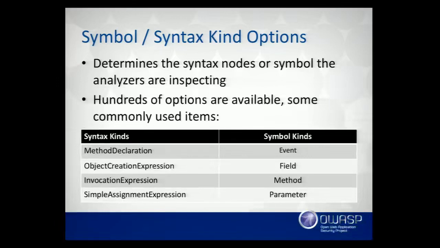The object creation expression. So that's what we will use in a moment. You can also do an invocation, which is where we actually invoke a method such as execute SQL. You can do a simple assignment expression, which is where a variable is assigned a value. On the symbol side, you can get a list of all the parameters or all of the methods or fields or events or any of those things. So this enumeration list is much larger than what I have on the slide. You can go out and look in their code, and I think there's a couple hundred options. But primarily, these are the 8 that I have used so far to build out all of the rules that we worked on.